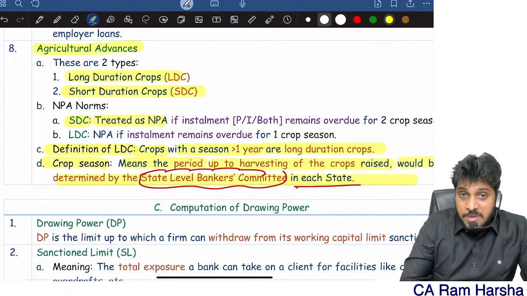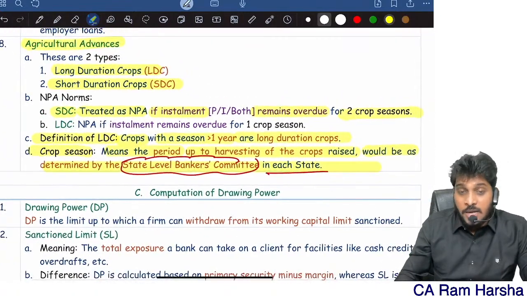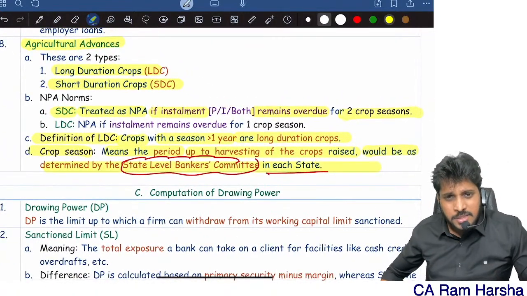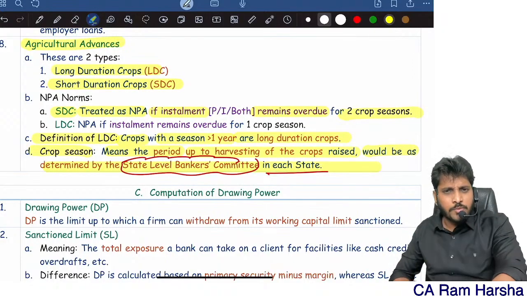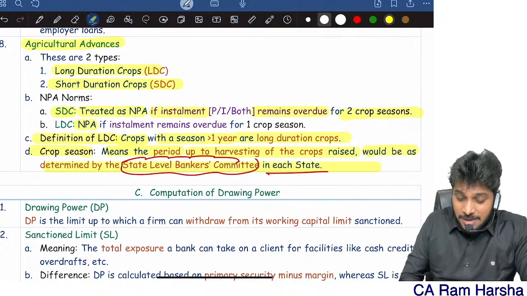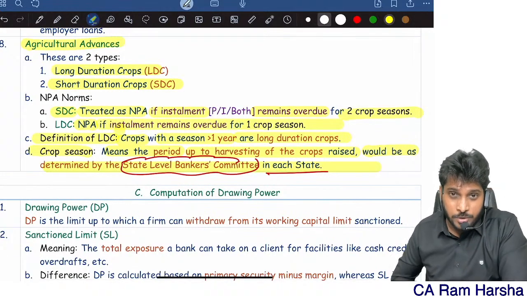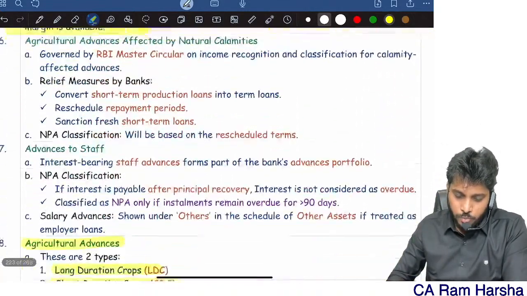It is treated as NPA if the installment is overdue for 2 crop seasons. In a short duration crop, the agricultural advance is treated as NPA if the installment is overdue for 2 crop seasons, whereas in a long duration crop, it is treated as NPA if the installment remains overdue for 1 crop season. That's special NPA norms, mostly over.